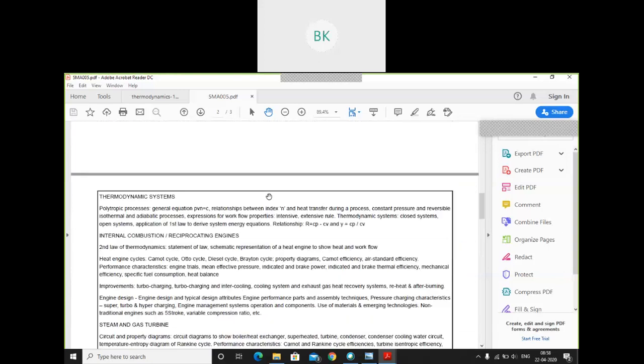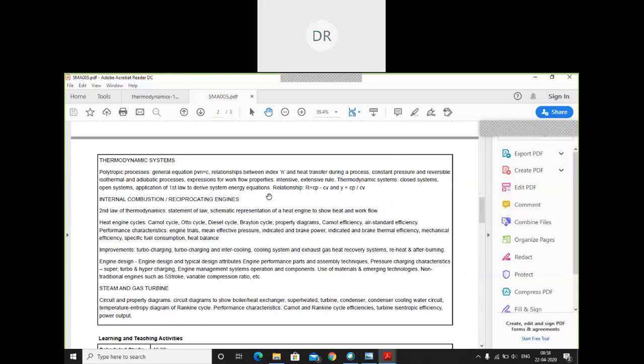So actually this is the content that we are going to study. The first thing is the thermodynamic system. Whatever we are learning right now depends completely on that. Different types of systems, the first law, the second law, the applications and all the expressions, we are going to study in that. The second thing is the second law of thermodynamics.